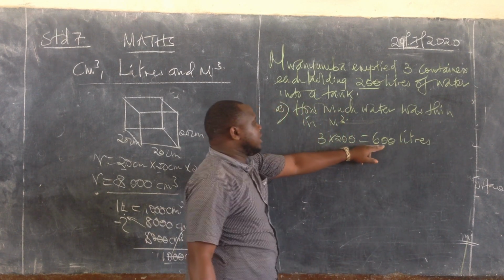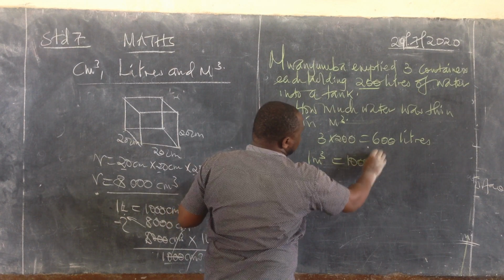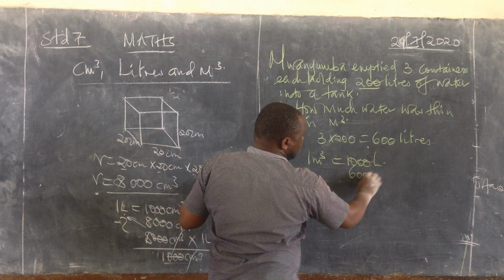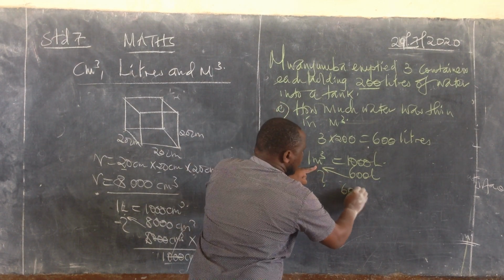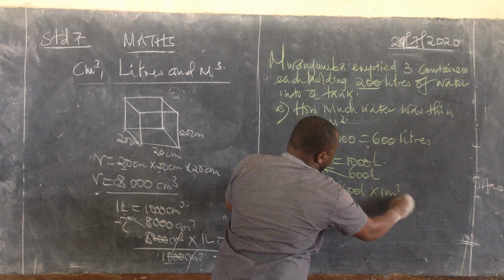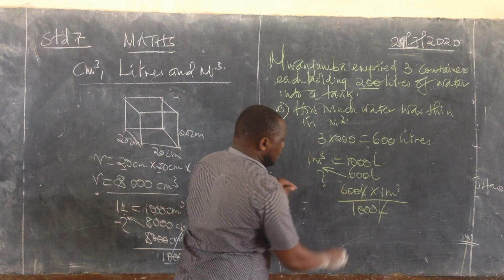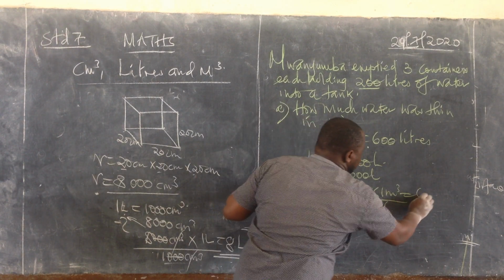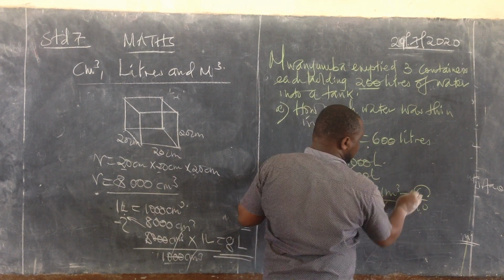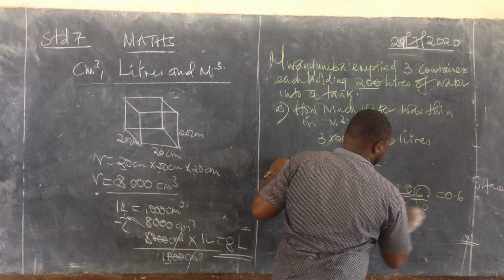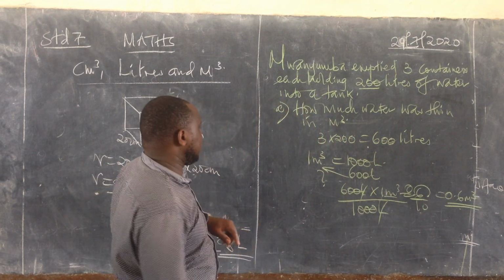We are told to convert now these liters into cubic meters. 1 cubic meter equals 1,000 liters. What about 6,000 liters, how many cubic meters is it? This is to be multiplied with this one, times 1 cubic meter over 1,000 liters. Liter and liter we cancel, 2 zeros we cancel, we remain with 6 over 10. 6 over 10 comes to 0.6, and these units are cubic meters. So the answer is 0.6 cubic meters.